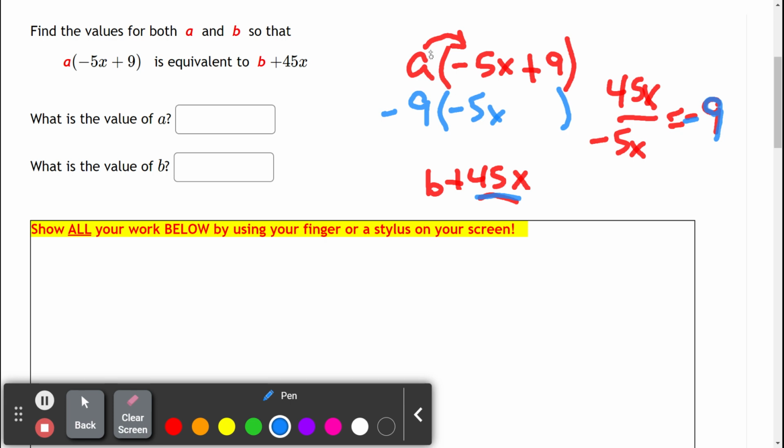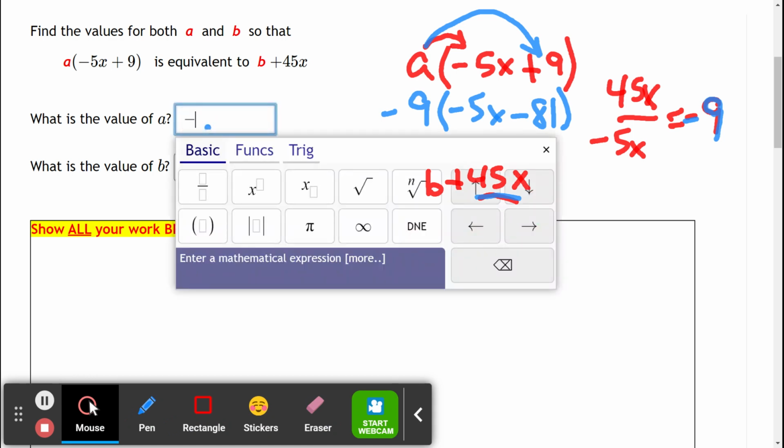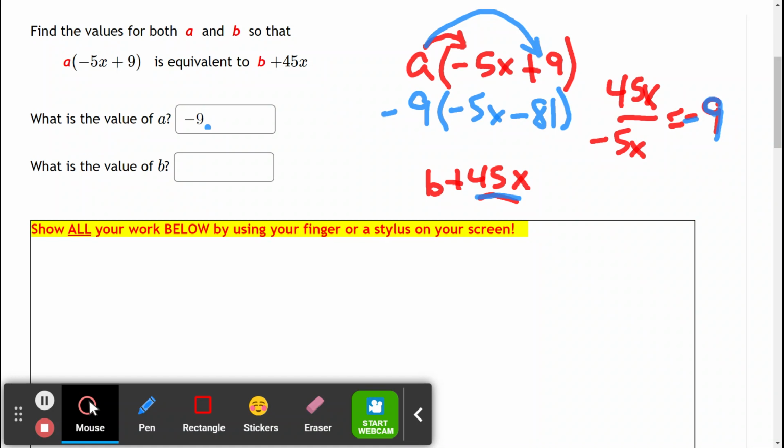Now I just have to multiply these two together. Negative 9 times 9, that's negative 81. So, what is A? Well, I said it before. A is negative 9. And then what is B? Well, B is the number that's all by itself. And here we have to do a little bit of a switcheroo. Let's see. So B has to be the number that's all by itself.